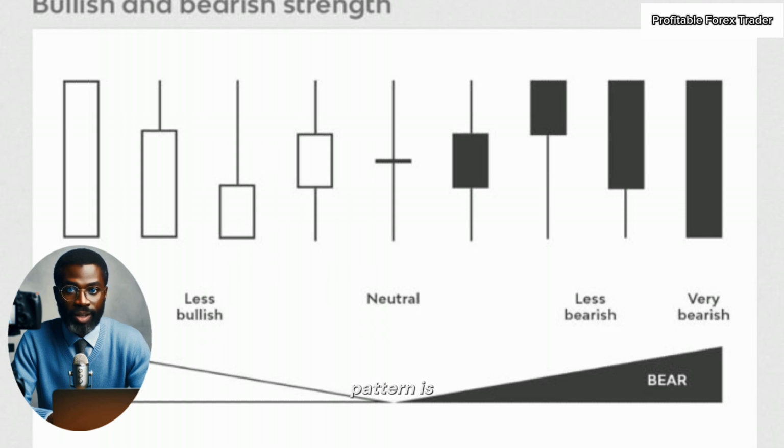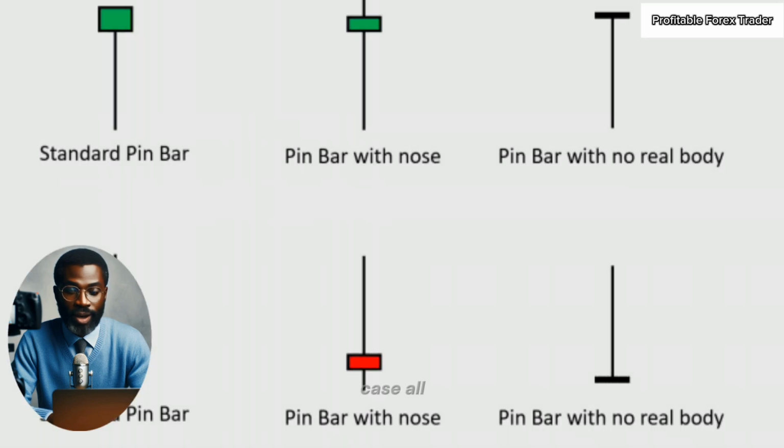One such pattern is the Bullish Pin Bar. In this case, all four examples are Bullish Pin Bars. They are referred to as pin bars because their appearance resembles a pin. What do they have in common?